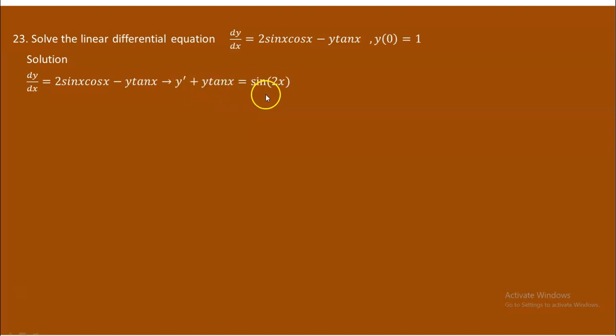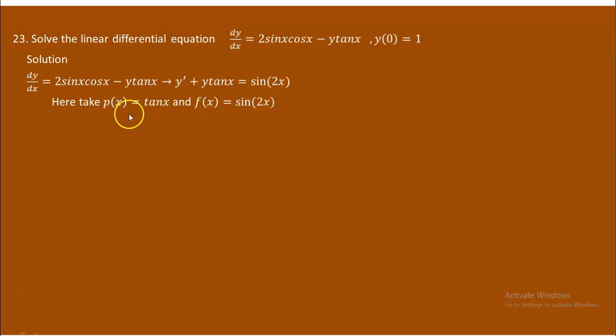Look, students, this basically is written in the linear standard form. So your p of x is taken to be tan x, and the one written to the right side of the equality, that is sine 2x, is treated as your f of x. So look, students, p of x is tan x and f of x is sine 2x.